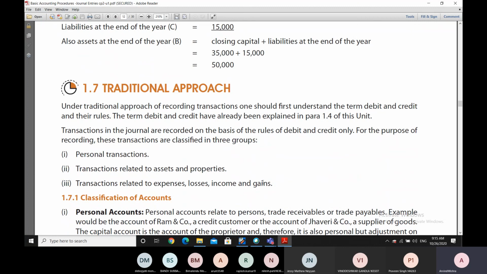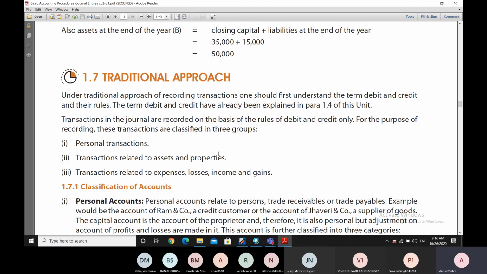Now we move on to the traditional approach, and for the traditional approach we will cover this up in our session in the evening at 9 p.m. And this is a very, very important traditional approach because lots of questions are asked relating to this traditional approach, because we also have the categorization of the types of accounts into various categories here, which has also to be understood.